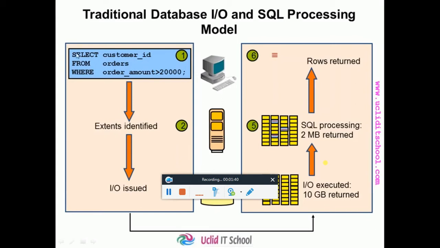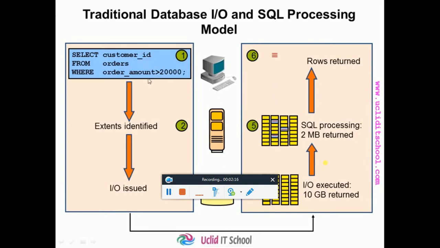Now a client application issues a select statement like this. The intention is that I want to see customers whose order amount is above 20,000, big customers. This kind of query does a full table scan, right? Because it has to scan every record of the table and check the order amount.